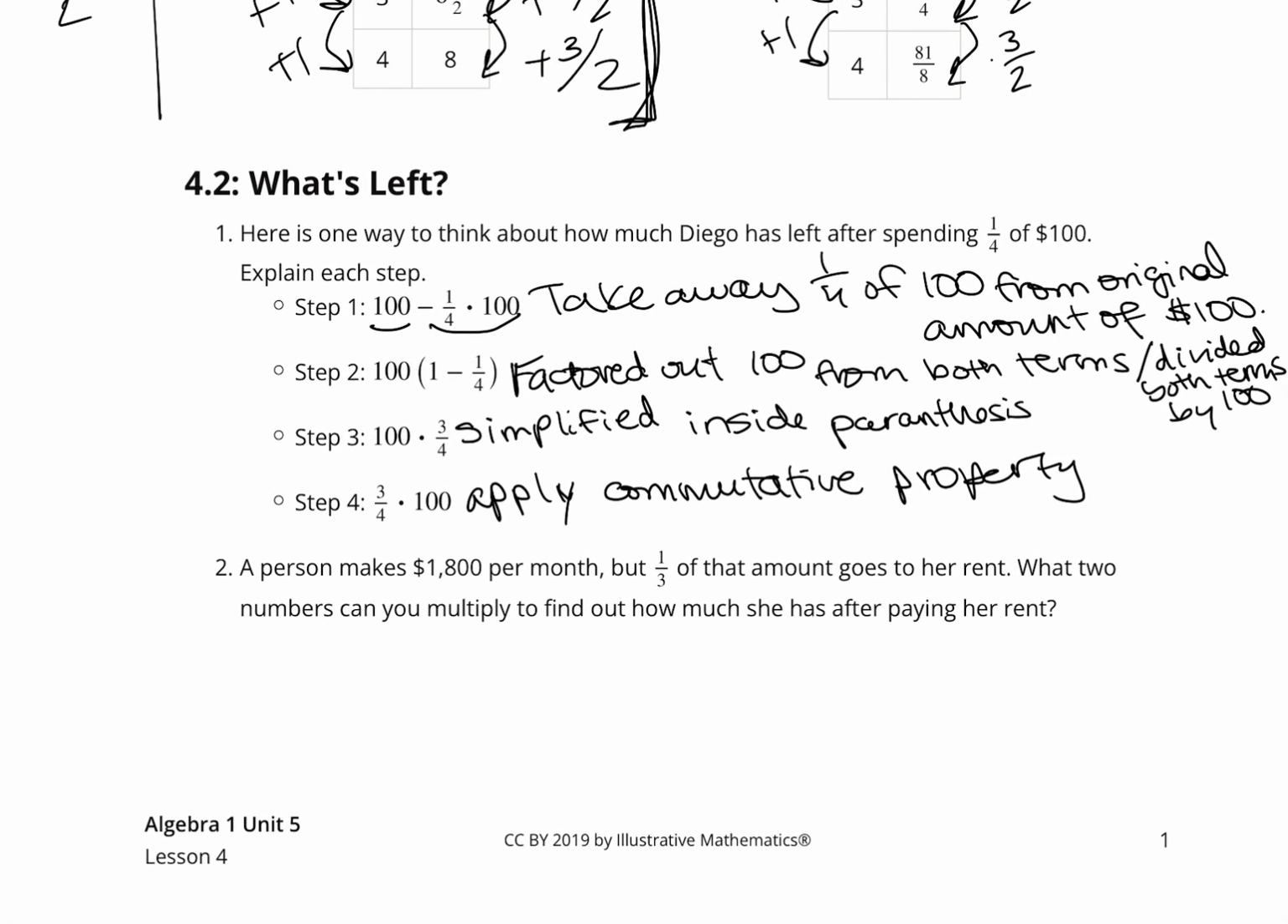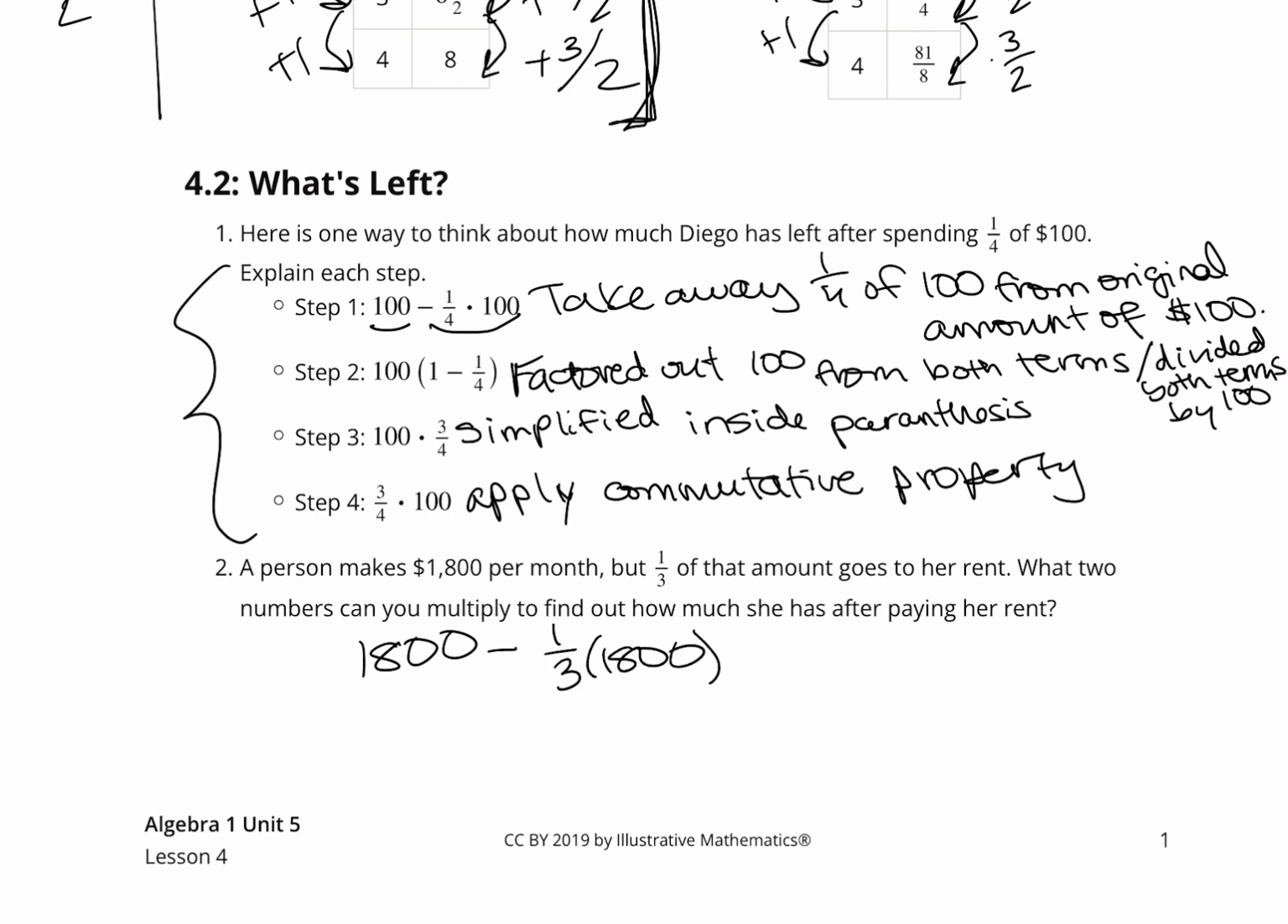Okay, number 2, a person makes $1,800 per month, but a third of that amount goes to her rent. What two numbers can you multiply to find out how much she has after paying her rent? So if we think about what was just done here, to represent how much Diego has left, we're starting by representing the total amount and then taking away the amount that was spent, right? So start with the $1,800 and then take away how much her rent was.